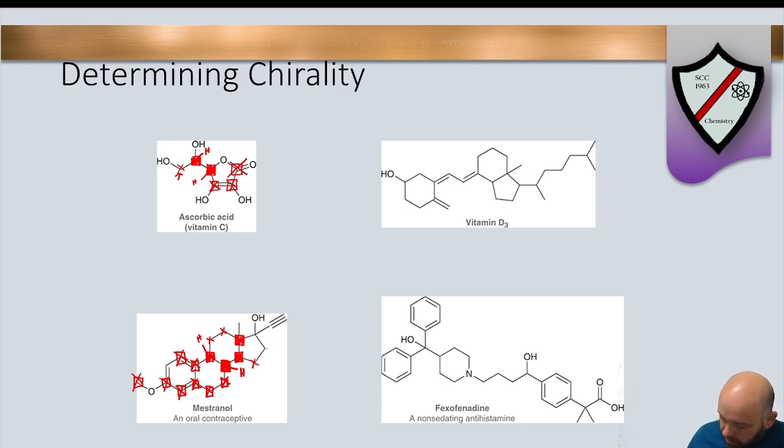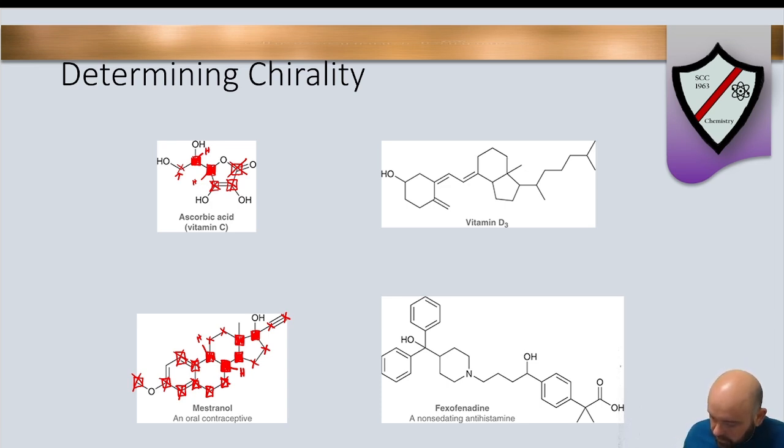CH2 is not chiral. This has 4 different legs, so it is a chiral carbon. And this carbon is not sp3 hybridized. So the highlighted carbons are the chiral carbons in mestranol.